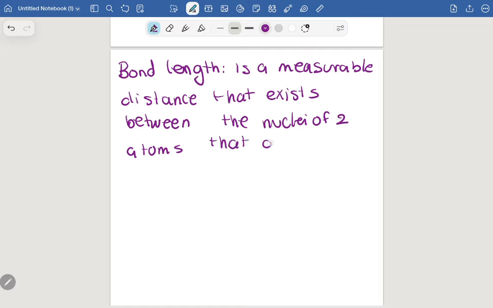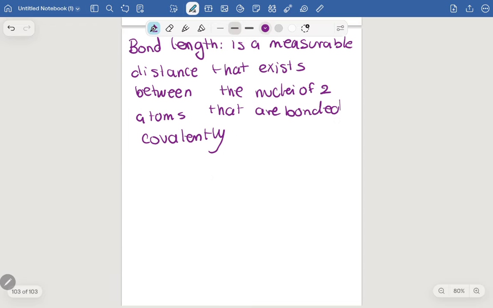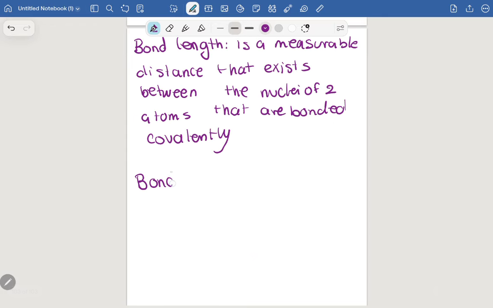So this is the definition of a bond length. Okay, another thing we will learn is bond energy. What is bond energy? Bond energy is the energy needed to break chemical bonds.